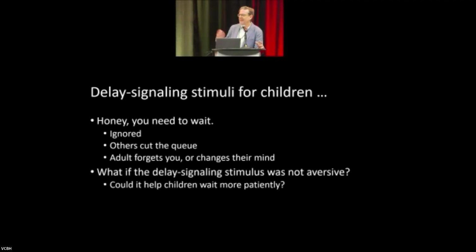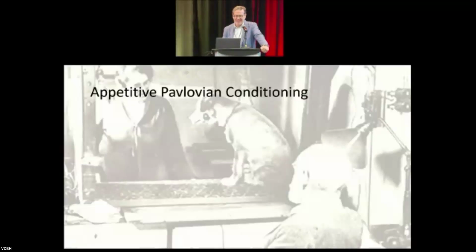So we started thinking then, okay, well, what if we could make the delay signaling stimuli not only not aversive, but what if we could make it actually a good thing? But we need to do this in a way that is efficient and effective, and even better if we could train a lot of people all at the same time. And so we thought, well, that sounds great. How in the world are you going to do that? And then we decided to try appetitive Pavlovian conditioning.